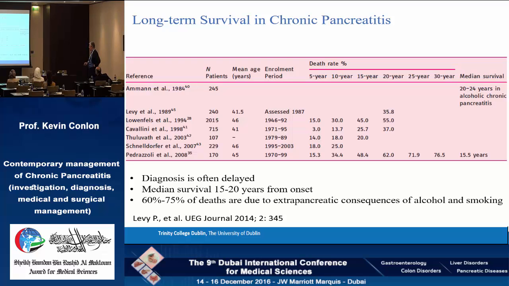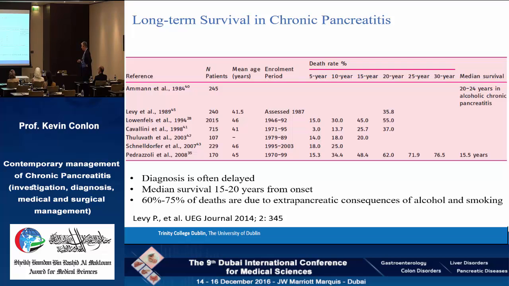The significance of chronic pancreatitis, and I think this is a very interesting paper that was published a couple of years ago in the UE Journal. What they did was they looked at a number of studies which have long-term follow-up. And first of all, the median survival from the time of diagnosis is 15 years. So you think of chronic pancreatitis as being a chronic disease, not really very important. But the median survival is 15 years, so it's almost as bad as breast cancer in terms of the prognosis. But the interesting thing is about 60 to 75% of deaths are due to extra pancreatic consequences of their disease.